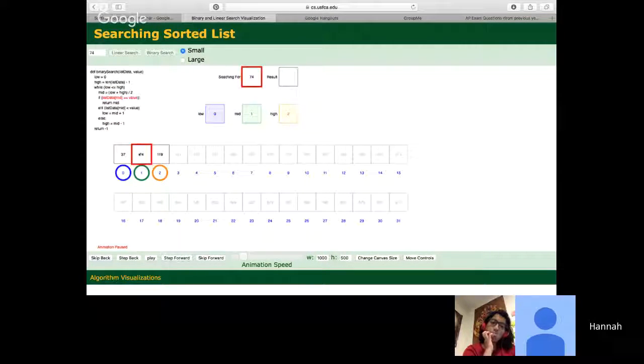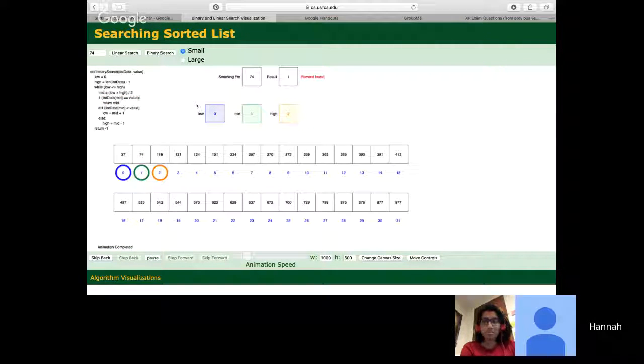And so we can see that our middle value is finally 74, which is what we are looking for. So that is what we are going to return. All right, so does that all make sense? Yes? Cool. Okay.